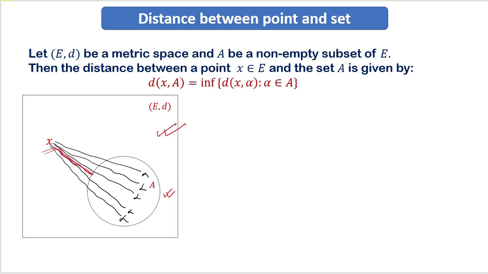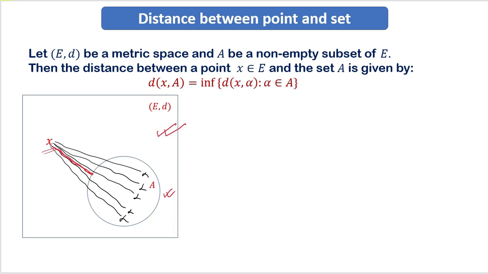red line. I once again repeat that it is not essential that the distance from a point to another point is represented by a straight line. In fact, it depends on the metric which you have defined on the metric space. Now, after observing this picture, let us have the definition of this notion of distance between a point and a set.